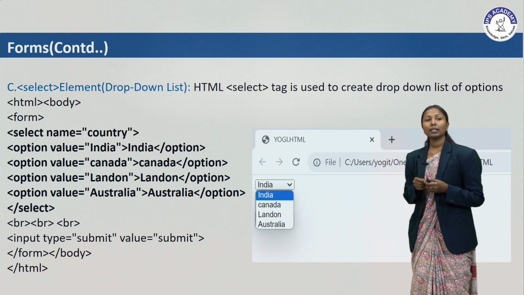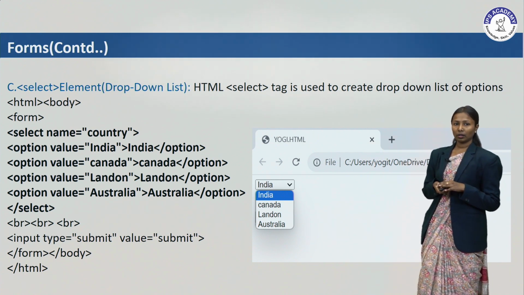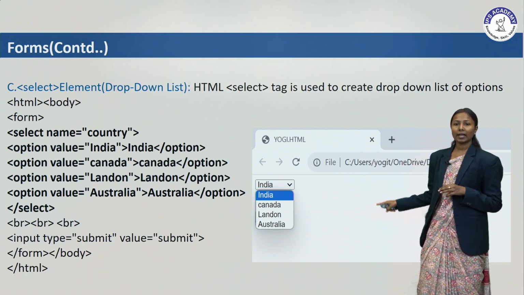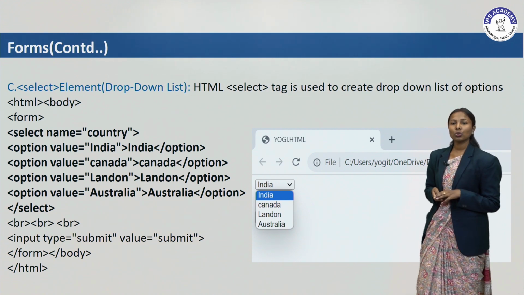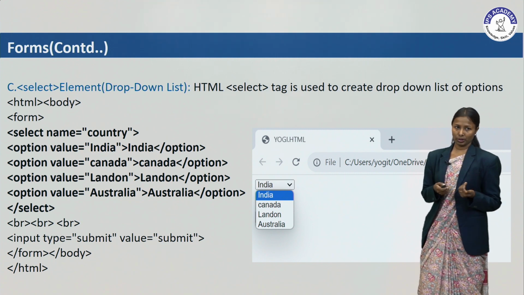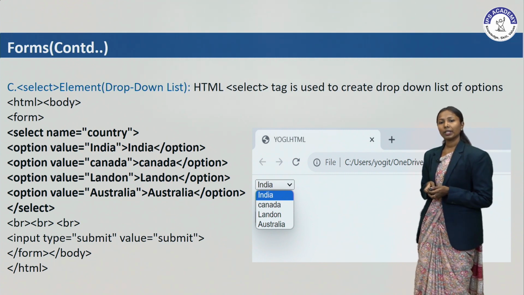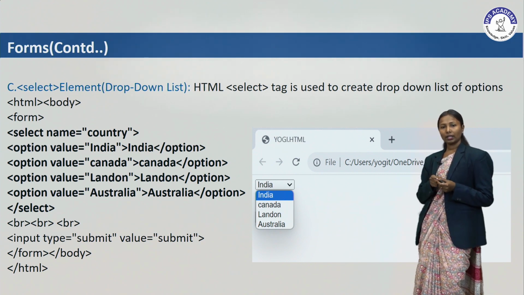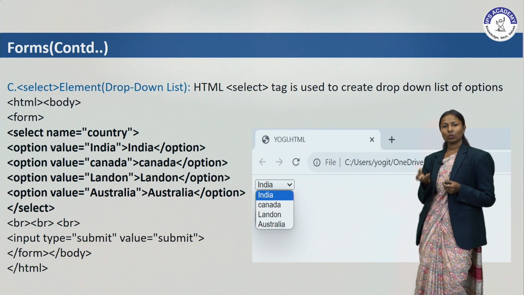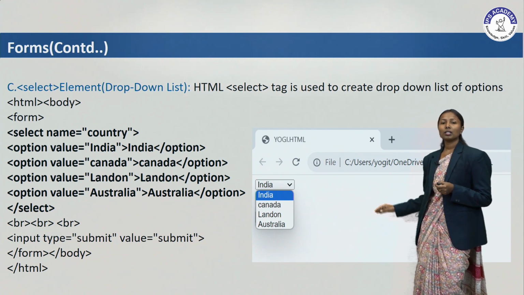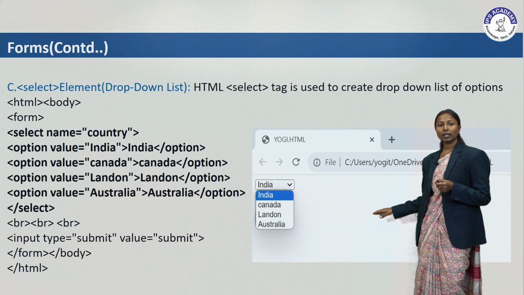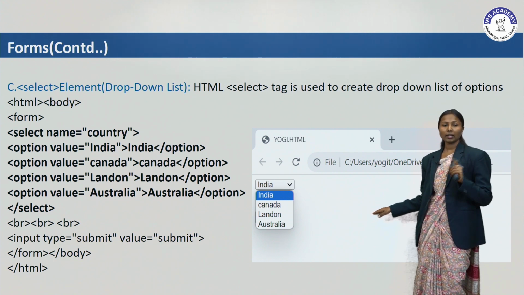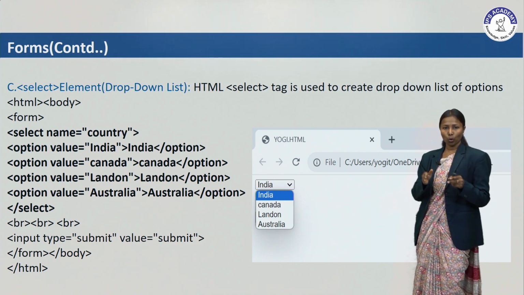Now another element is select. Okay, if you want to create a drop down list like this, then you have to use the select tag. Okay, so HTML select tag is used to create a drop down list of options. For example, if you want to create this type of list, you have to write down the select, okay, and after that name. Okay, I am writing here name is equal to country because I am creating a list of countries. Okay, and after that inside this select element, select is a type of container, that means you have to open the select tag as well as close the select tag, right?